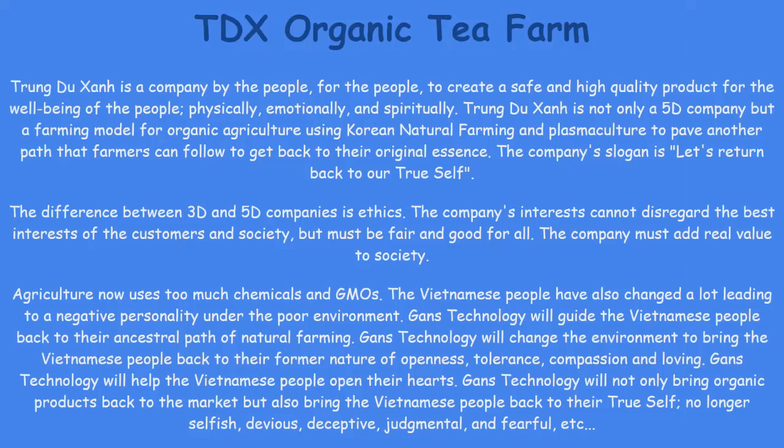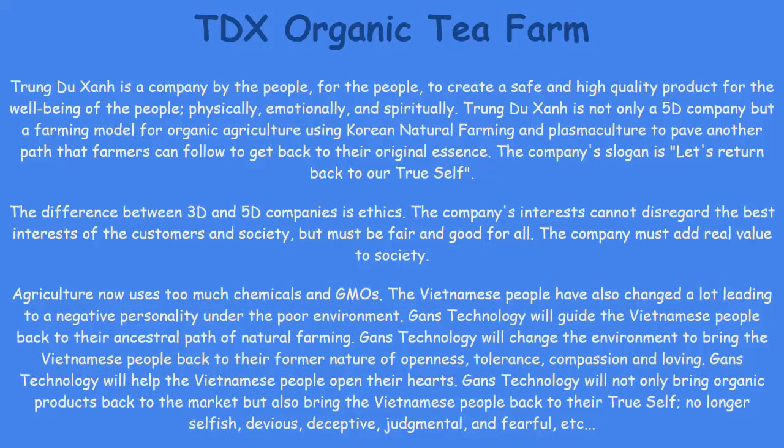Jumyu Sen is a company by the people for the people to create a safe and high quality product for the well-being of the people, physically, emotionally, and spiritually. Jumyu Sen is not only a 5D company, but a farming model for organic agriculture using green natural farming and plasma culture to pave another path that farmers can follow to get back to their original essence. The company's slogan is, let's return back to our true self.